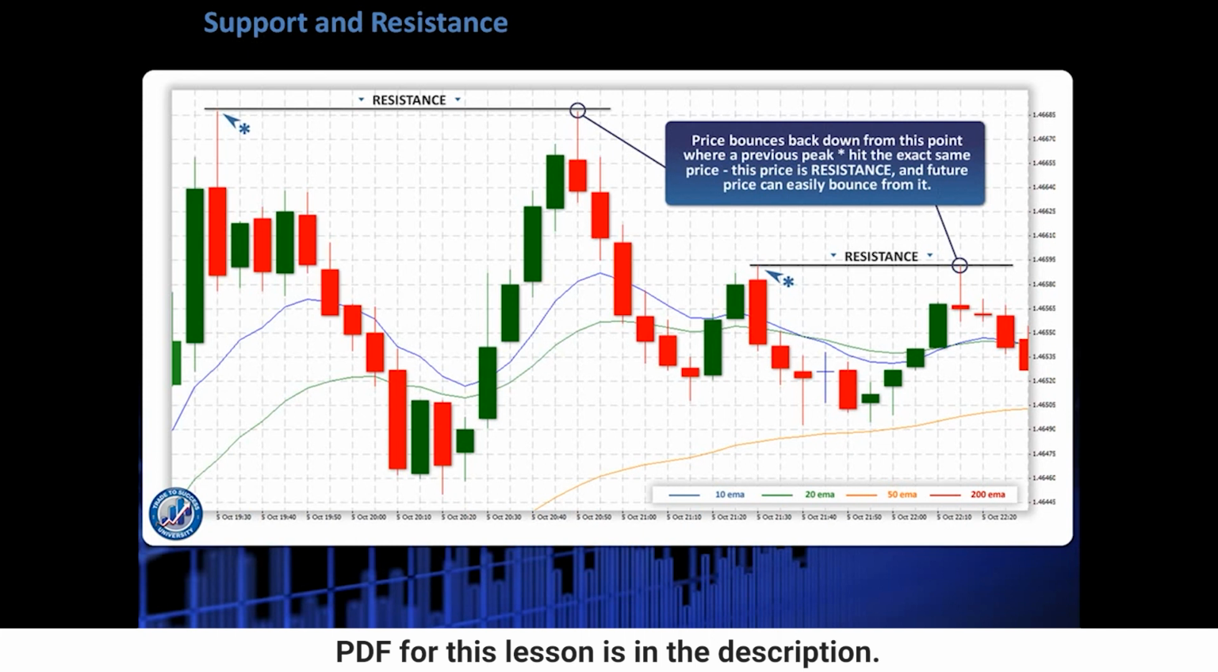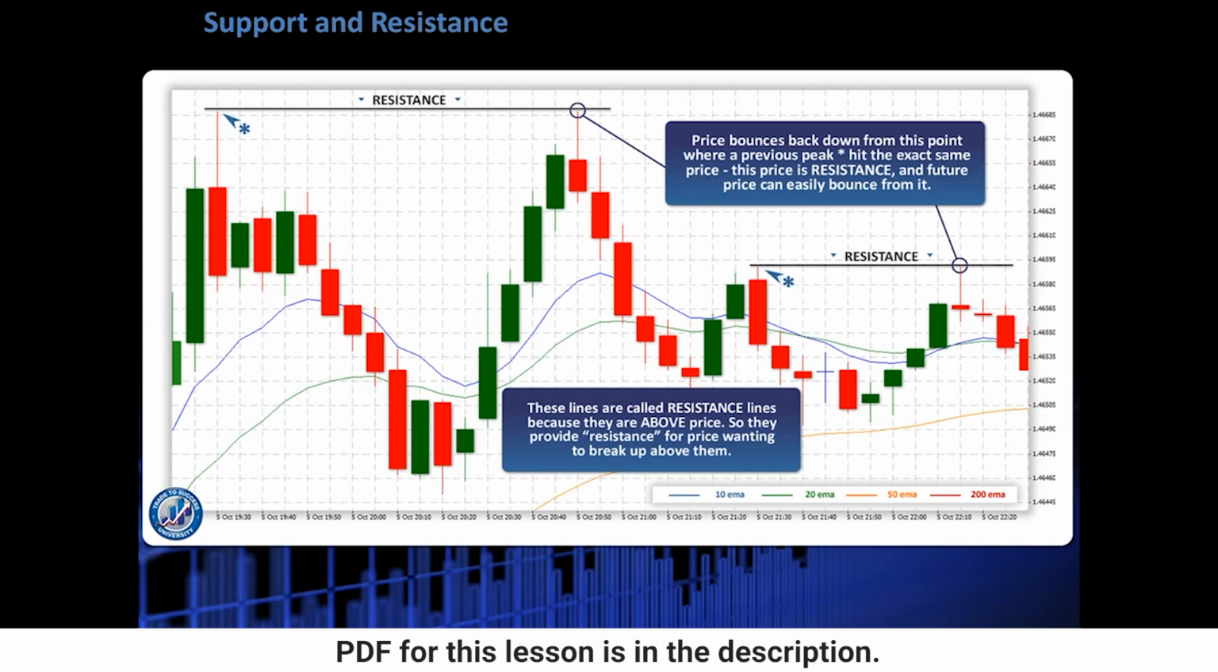So as explained, price bounces back down from the point where a previous peak hit the exact same price. This price is resistance, and future price can easily bounce from it. The lines are called resistance lines because they are above price, so they provide resistance for price wanting to break up above them. Resistance is where there is an area of supply.